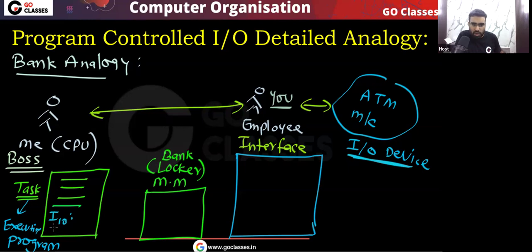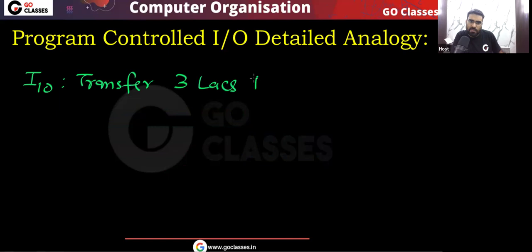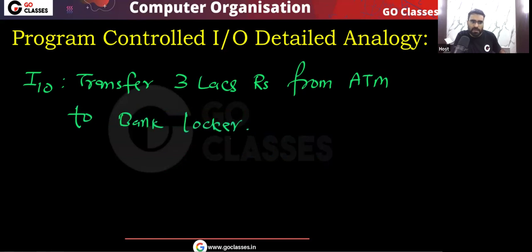Now what is our task? This I10 instruction says, collect 3 lakh rupees, basically transfer 3 lakh rupees from the ATM to the bank locker. Let me tell you, this instruction I10 is a transfer of 3 lakh rupees from the ATM, which is the IO device, right? Yes or no? From the ATM to the bank locker.